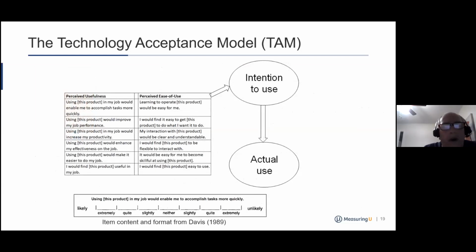And these are the traditional items for perceived usefulness and perceived ease of use. And the item content and format, you can kind of see how they were doing this. So keep in mind that this has to do with the prediction of future use, not an assessment of experience.